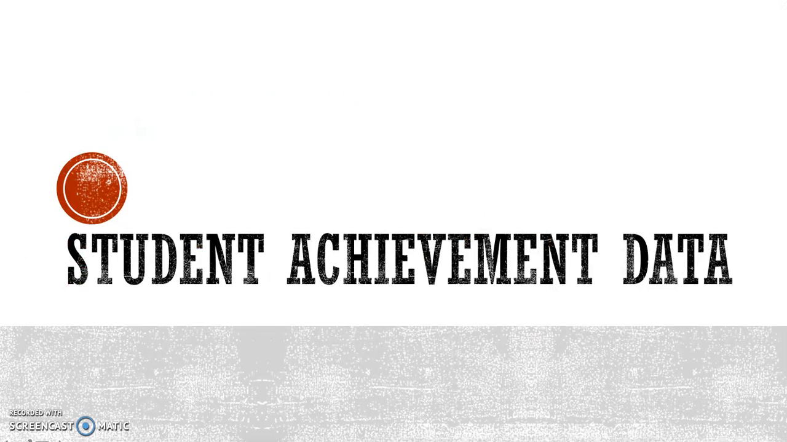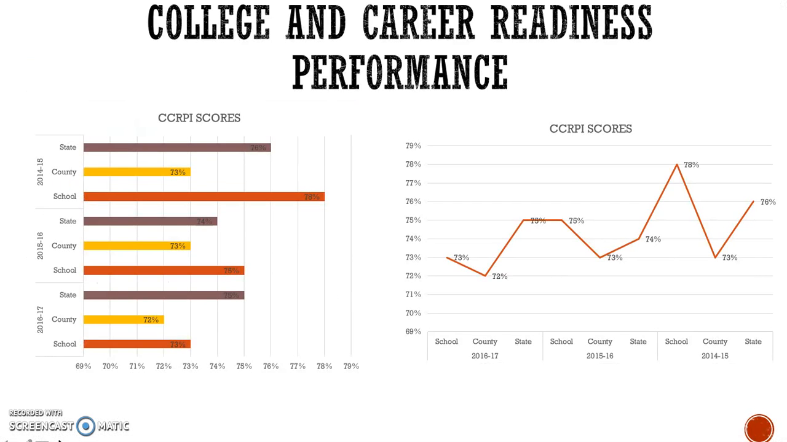Now let's take a look at our student achievement data. As we look at the student achievement data, one way to gauge student achievement and student success is our College and Career Readiness Performance Index, our CCRPI scores. This score is based on 4 indicators. The 4 indicators that show the school's achievement are content mastery, progress, gaps, and readiness.